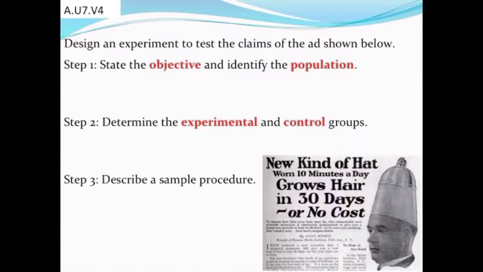So step one, we're going to say state the objective and identify the population. So objective is just a fancy way to say what's the purpose of your experiment. And then remember, population is what's the group of people you're looking at studying.